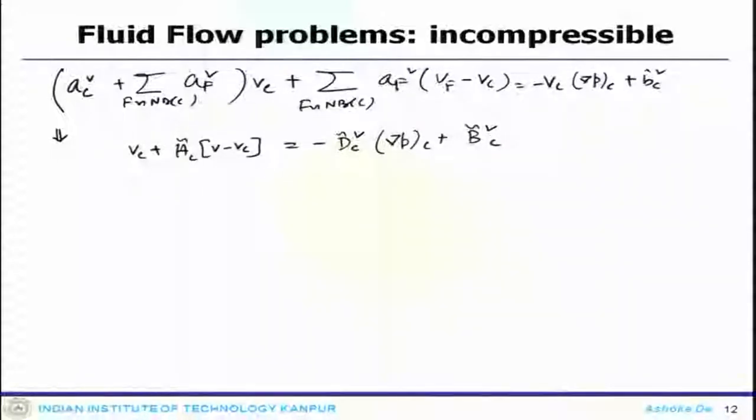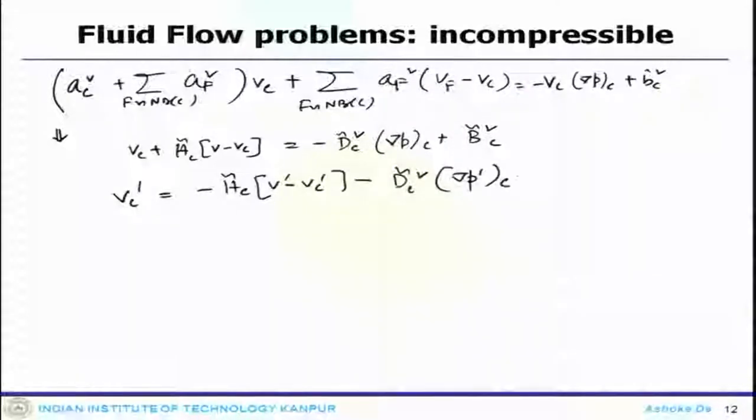So this can be used for the velocity correction as V_C prime equals minus H_C V prime minus V_C prime minus D_C^V delta P prime_C. The term is dropped, which is equivalent to the approximation of the previous equation. The modified velocity correction is used in deriving the pressure correction. So this is dropped and only this term is retained. So this is a better estimate in SIMPLEC.